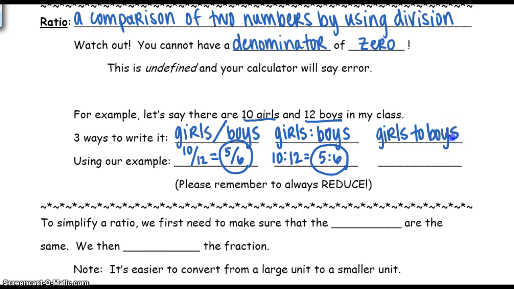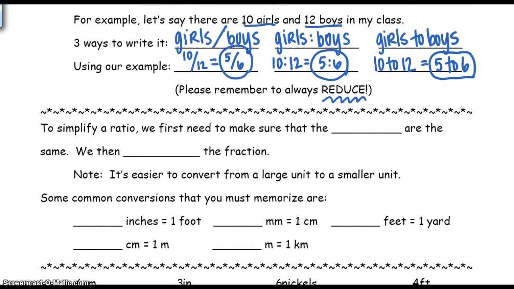And the last way that they could possibly do this is they could say girls to boys. Now if they do girls to boys, you're just going to say 10 to 12. And again, I would reduce this as if it were a fraction. So this would end up being 5 to 6, like that. All right, so those are the three different ways that you're going to see it written. And do remember always to reduce. We just talked about that. Make sure you do reduce.